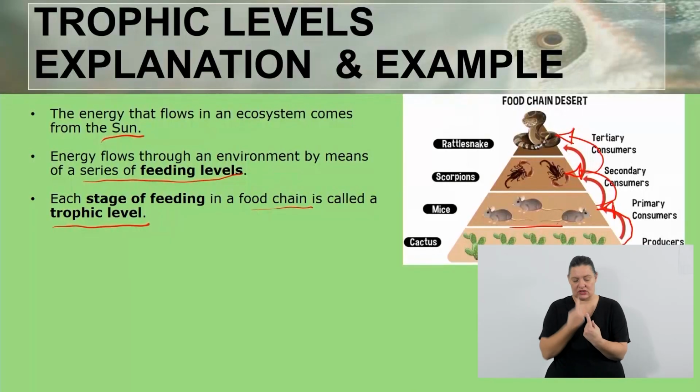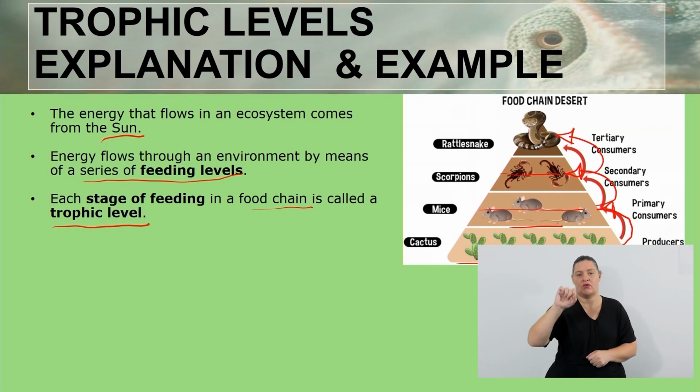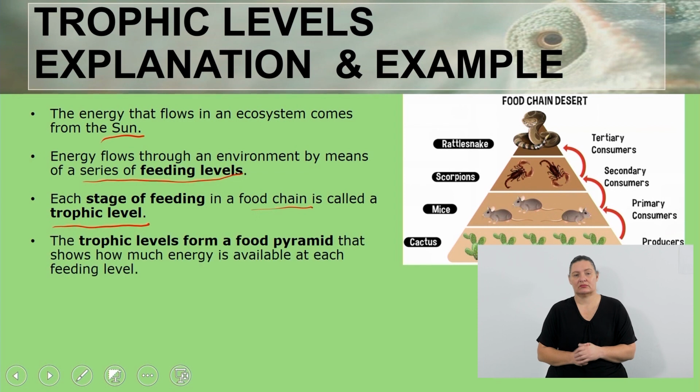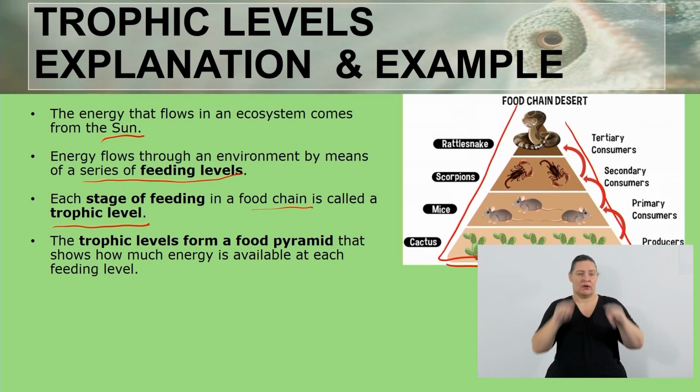So now we say that each stage of the food chain is referred to as a trophic level. So this is a trophic level. This is a trophic level. This is a trophic level. Let me just erase these lines. Right. So the trophic levels form a food pyramid. So obviously, as you can see, it's a pyramid. This shape is the pyramid. So this pyramid shows how much energy is available at each level.